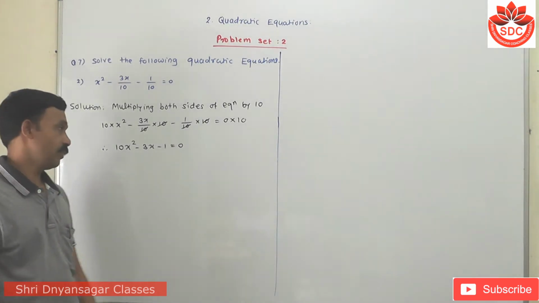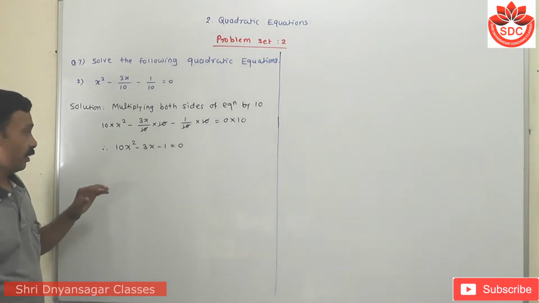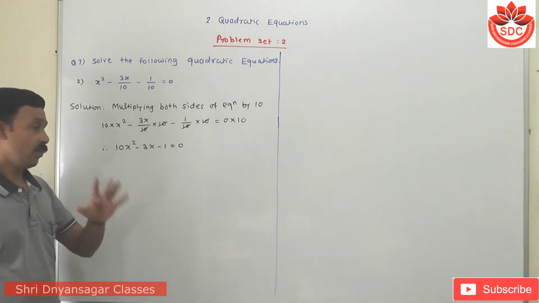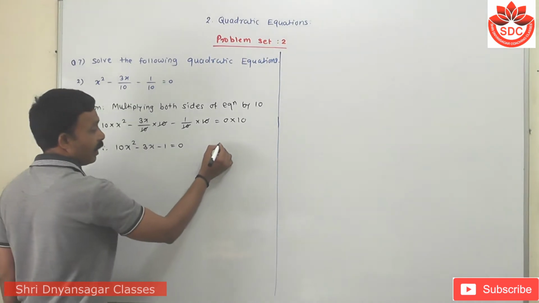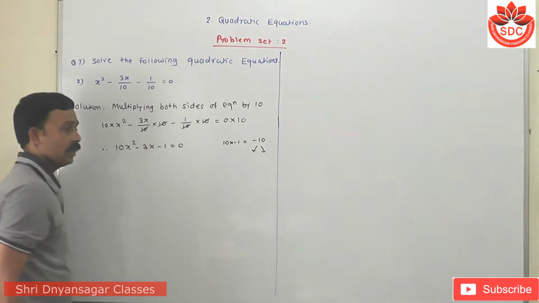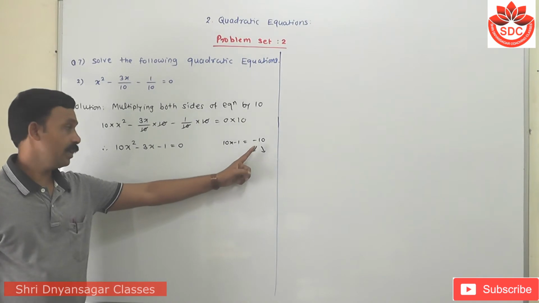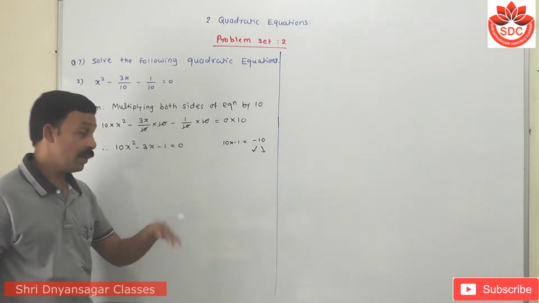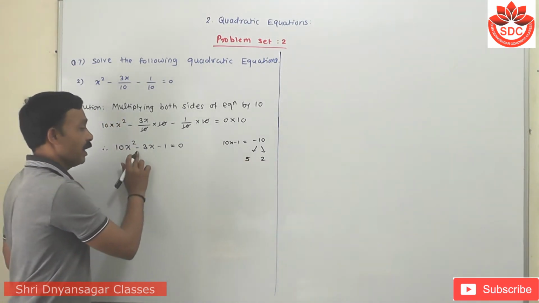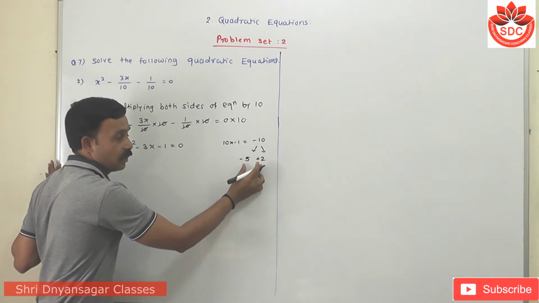This is a quadratic equation. We solve this equation by any one of these three methods: factorization method, completing square method or formula method. But this is the simple one. 10 ones are 10, 10 into minus 1 is minus 10. Students, we have to use the factorization method here. 10 ones are 10, minus 10 here. Find the factors of minus 10 whose addition is minus 3. So the simple one is 5 and 2. Now give the negative sign to the bigger number. The product is minus 10 and the addition of them is minus 3.